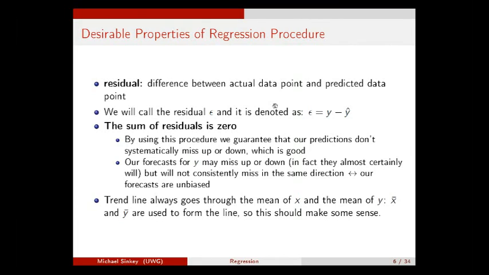By following this 5-step process, I guarantee that no matter what my data look like, I'm not going to draw a line that's too high and I'm not going to draw a line that's too low. I'm going to draw a line that doesn't systematically miss up or down. Now, is it going to miss? Of course it's going to miss. They're almost certainly going to miss, but we're not going to keep missing in the same direction. So there's no obvious way to improve the line that we draw.